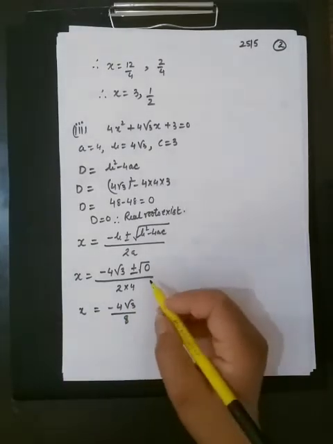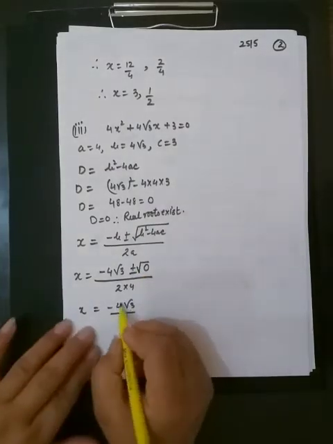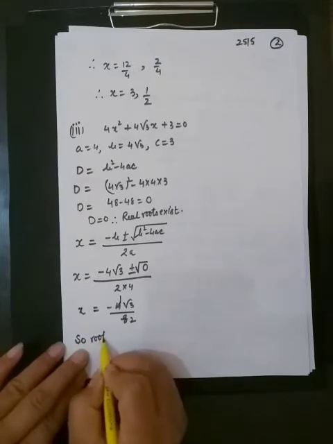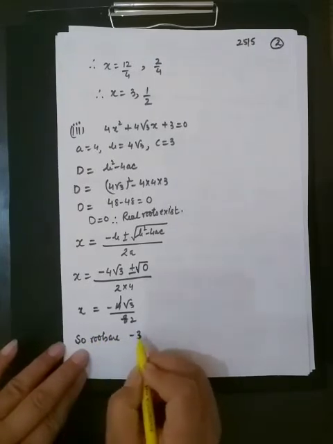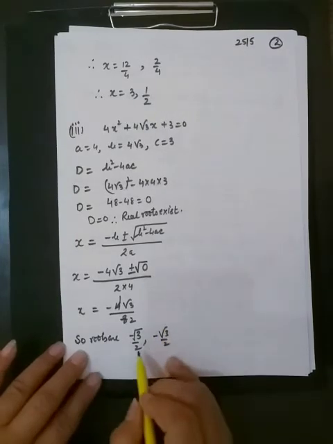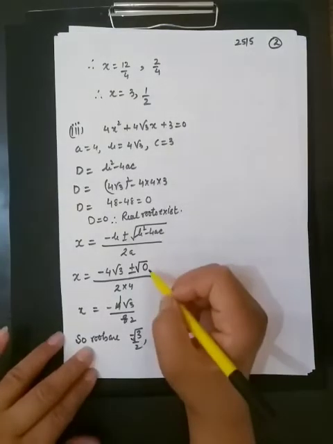So students, when the discriminant is 0, then both the roots of the quadratic equation will be equal. So the roots are minus under root 3 by 2 and minus under root 3 by 2. You have to write the same value 2 times when the discriminant is 0.